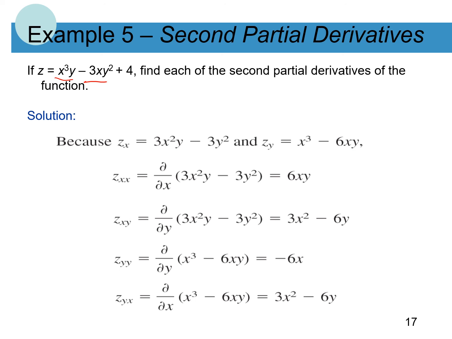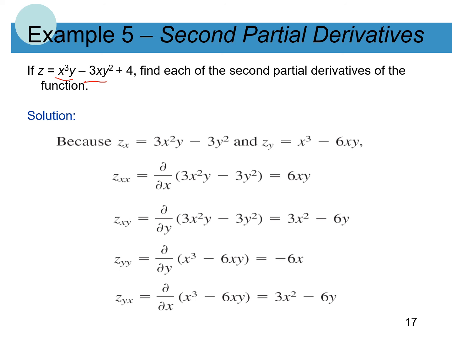Then in order to find zxx, we have to look at the first derivative zx. Then we derive it again with respect to x. Therefore, d over dx of 3x squared y minus 3y squared. Because 3y squared has no x, automatically this is equal to 0. Therefore, we have 6xy.